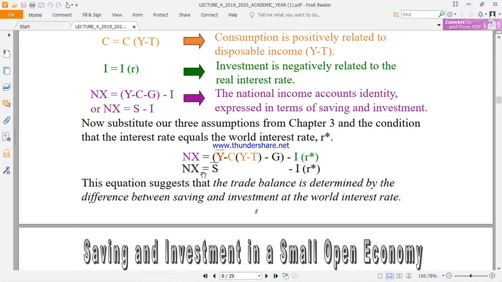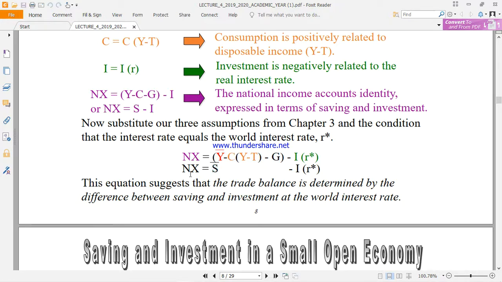Meaning that net exports is equal to fixed savings. Why are savings fixed? Savings are fixed because Y is fixed. This Y is fixed, that Y is fixed, this T is fixed because T is determined by the fiscal policy, and then government spending is also fixed, which is also determined by fiscal policy. So since all the variables here are fixed, we expect savings to be fixed as well.